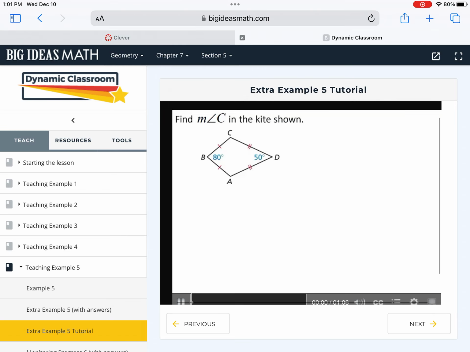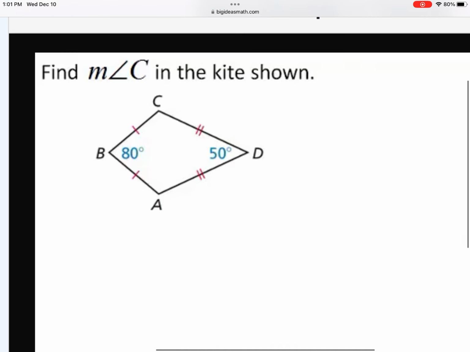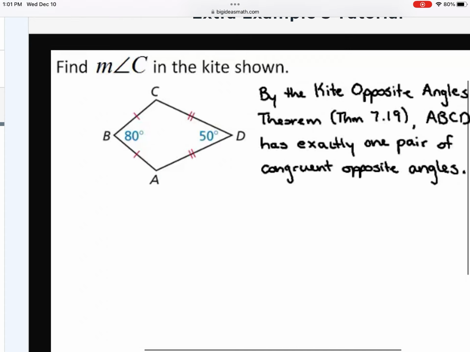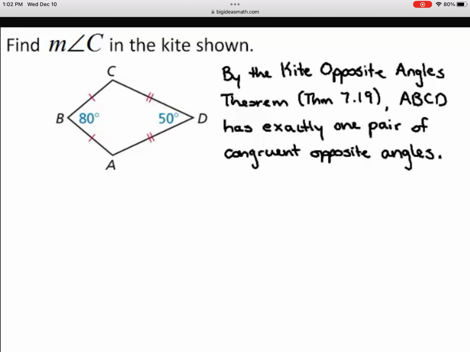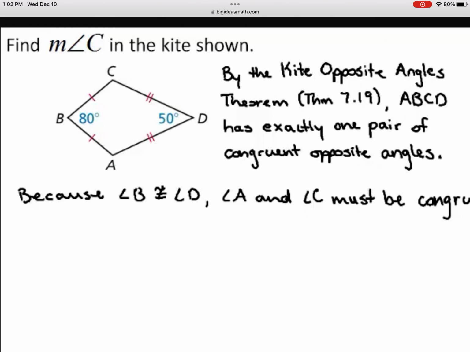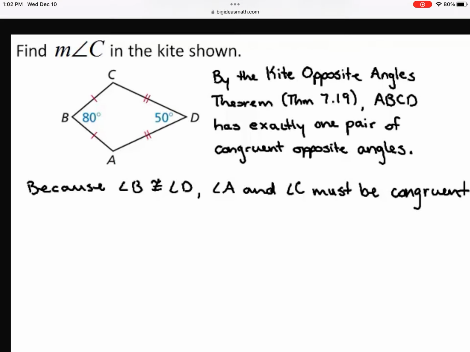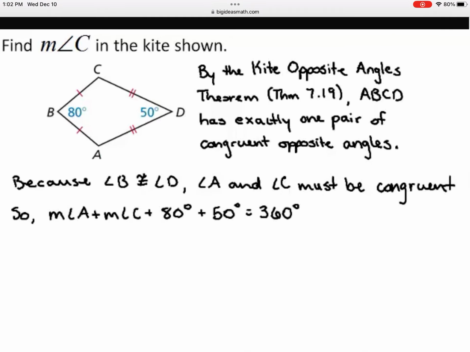Find the measure of angle C in the kite shown. By the kite opposite angles theorem, ABCD has exactly one pair of congruent opposite angles. So because angle B is not congruent to angle D, angle A and angle C must be congruent. So the measure of angle A plus the measure of angle C plus 80 degrees plus 50 degrees equals 360 degrees by the corollary to the polygon interior angles theorem.